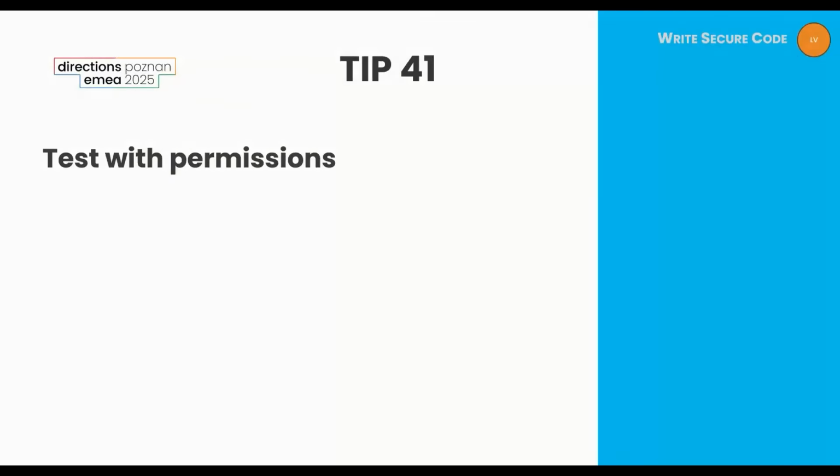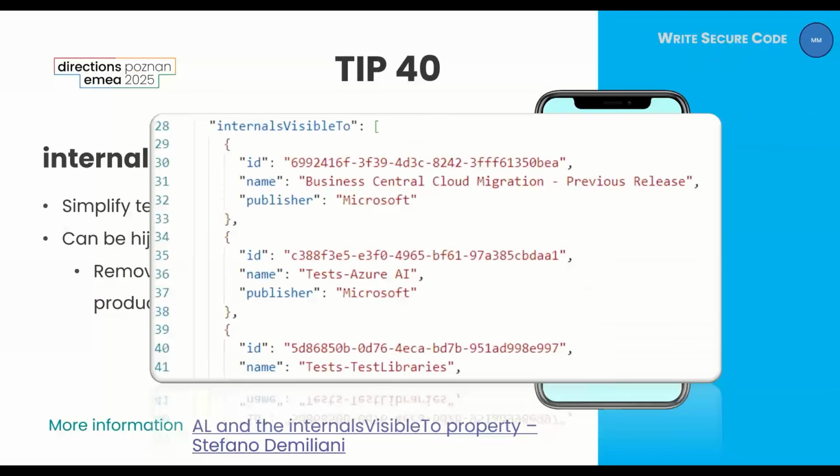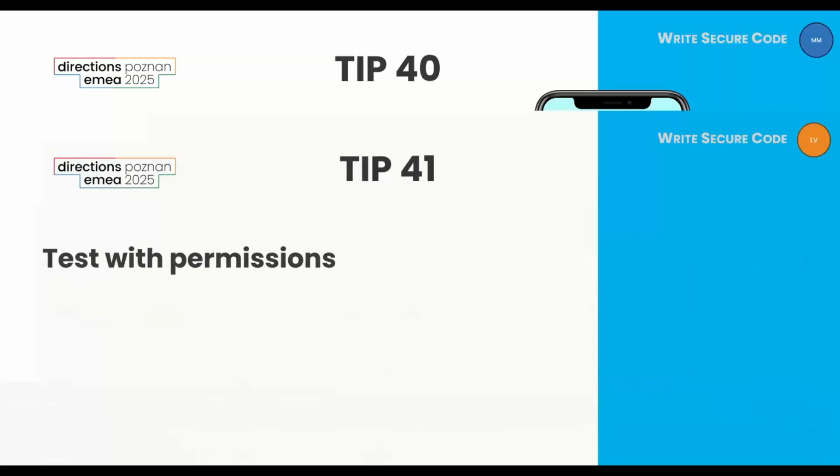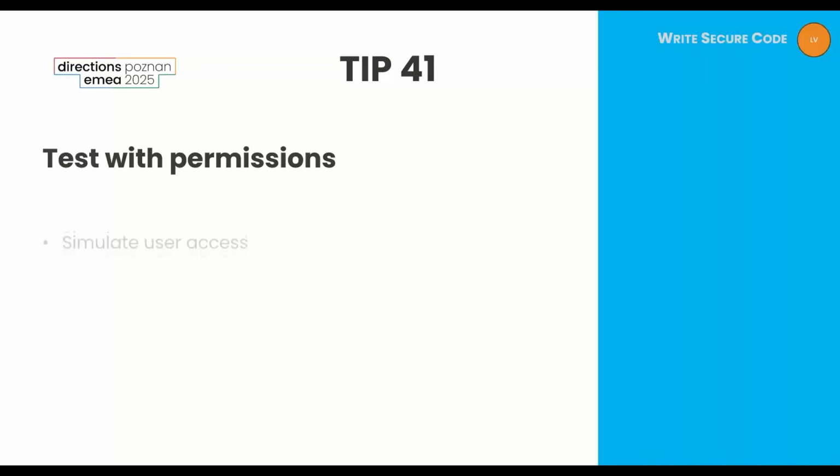And here is a way how you can define in app.json multiple apps that you want to expose your internals to. Yeah, almost there.